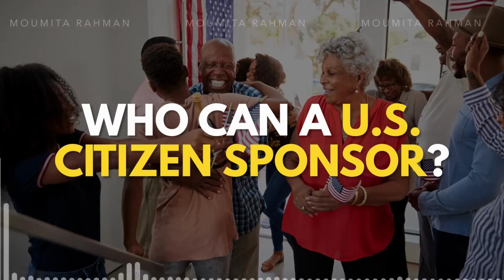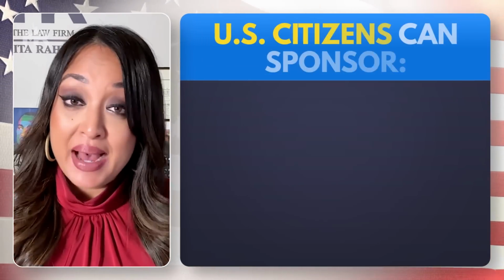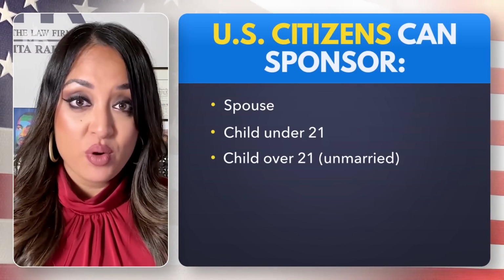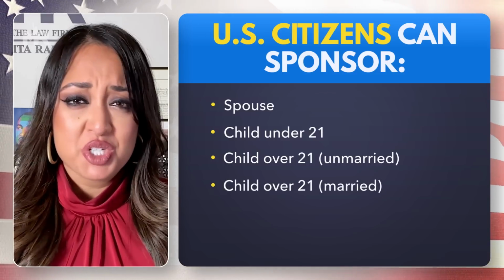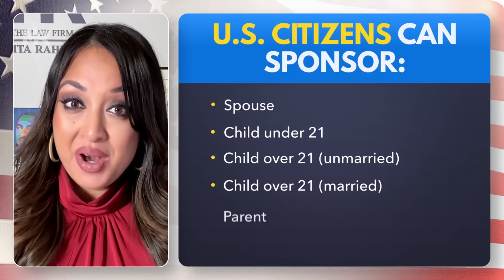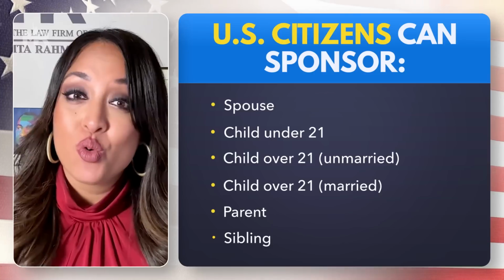Okay, next. Exactly what type of relatives can a US citizen bring to the US and help get a green card? Not only can they petition for a spouse or a child underneath 21 and a child over 21, as long as they are unmarried, a US citizen can also petition for a child over 21 who is married, a mother and a father, and most importantly, a brother or a sister.